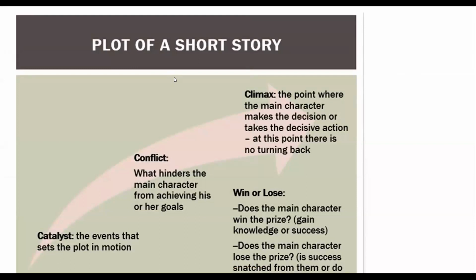And then the climax, that's the point where the main character has to make a decision or take a decisive action. At this point, there's no turning back. And then we ask our question in the falling action: does the character win or lose the prize? Do they gain knowledge or success? Do they get an awareness, an epiphany moment? Or does the main character lose the prize? Is success snatched away from them? Do they give up? Remember, we're interested in how characters react to conditions provided in the story.